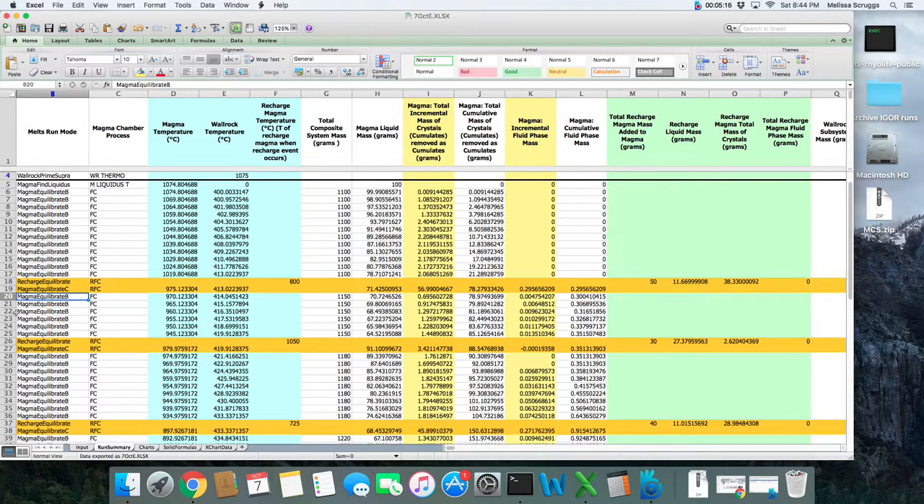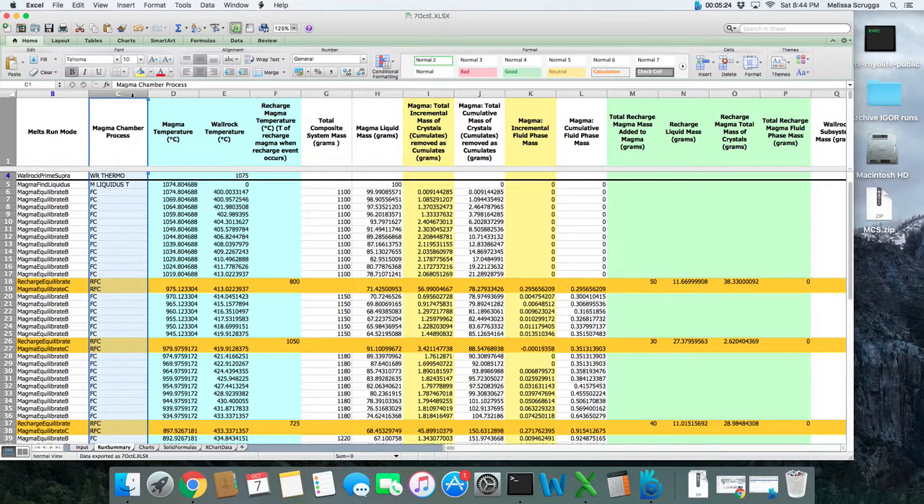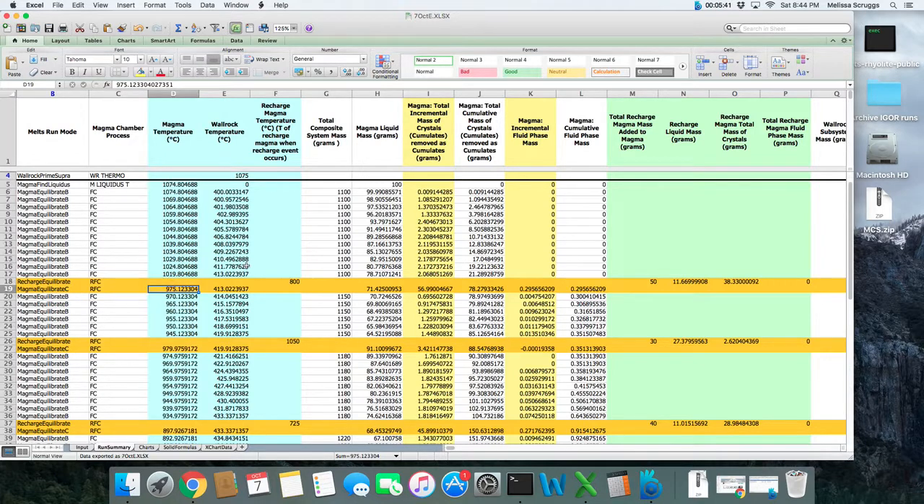Again, equilibrium crystallization, fractionation of cumulates occurs after that isenthalpic step. So column C here tells you what magma chamber process is occurring. It's fairly self-intuitive. Column D tells you the temperature of the magma at each step. Again, if you have recharge or assimilation, it might not be right with that initial temperature decrement that you set. It could be your new hybridized temperature, for example, that you see here in row 19.